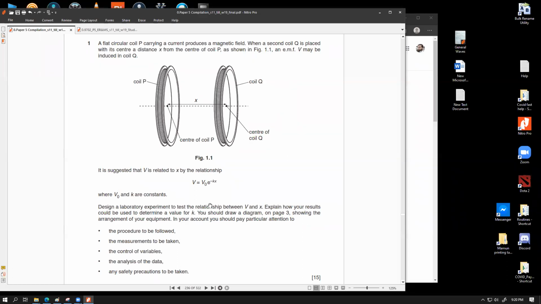Did they say anywhere that these two coils are identical? A flat circular coil P carrying a current produces a magnetic field. When a second coil Q is placed with its center at distance x, they didn't say anything over here that these two coils are identical. So we have to say that the same coils should be used throughout the experiment. And what other control variable can you think about? Coils should be placed parallel to each other. Their centers should align. Yeah, this is stuff that I can think about.